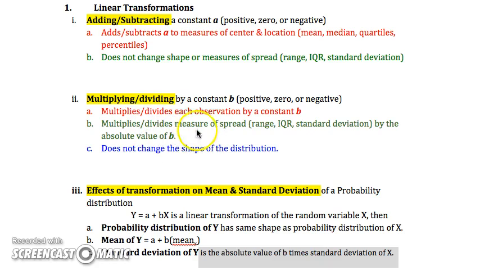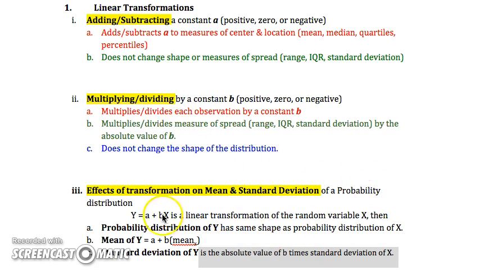So multiplying and dividing fall in the same category. The shape is not changed. Notice the shape doesn't change in either of these situations. Measures of center and location change when adding and subtracting. Measures of center and location, as well as measures of spread, change when multiplying and dividing.